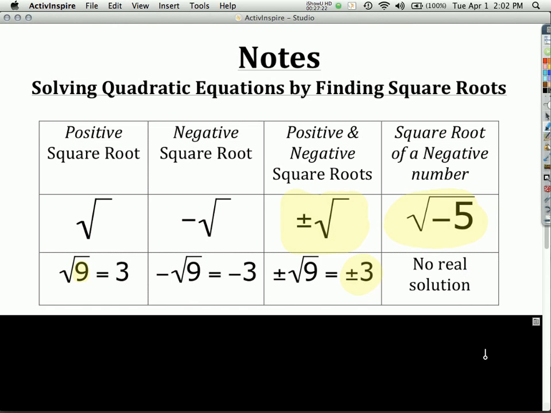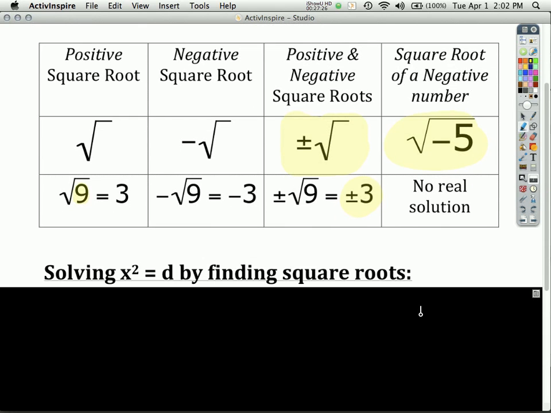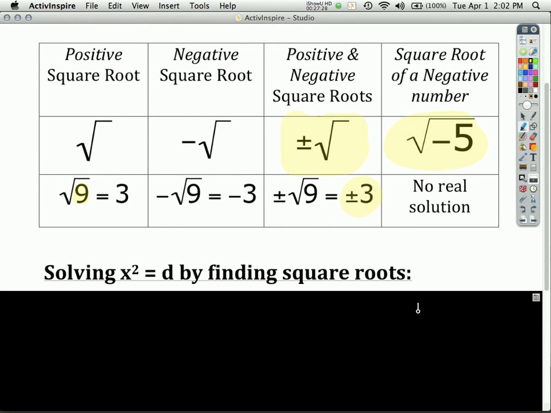So how does all of this fit in? We're talking about particular types of equations that look like this. X squared equals a number. If we have a quadratic that does not have a middle term, meaning there's no x term, then we can write it as x squared equals a number, and we can find square roots.